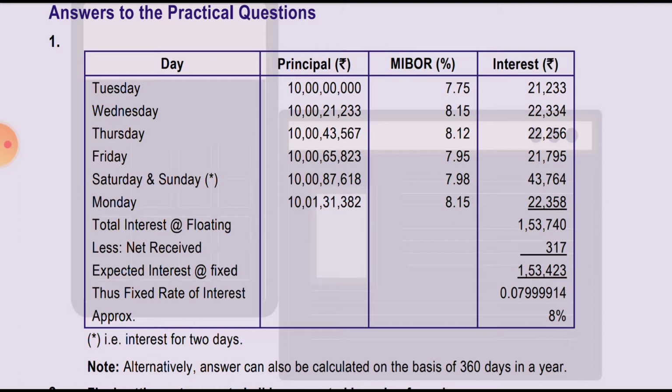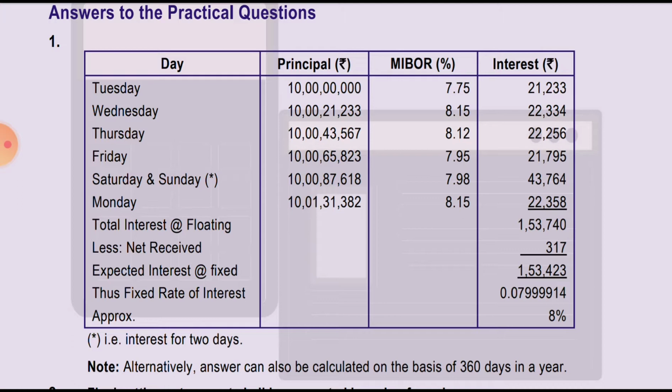Add that figure into that 10 crore and write that into the principal column on the Wednesday row. Likewise keep on adding interest, like for Wednesday, that is 10 crore 21,233 into 8.15 into 1 by 365, so we'll get 22,334. Likewise the total interest income will be 1,53,740, and we would be earning 317 on this entire transaction. So the fixed cost interest to us will be 1,53,423, and what they have asked in the question is to calculate the fixed rate interest.